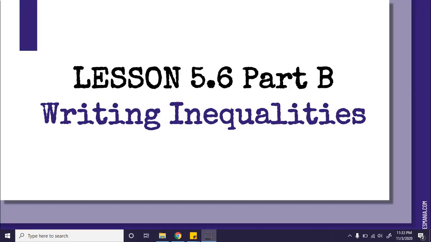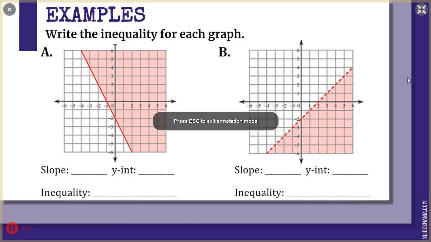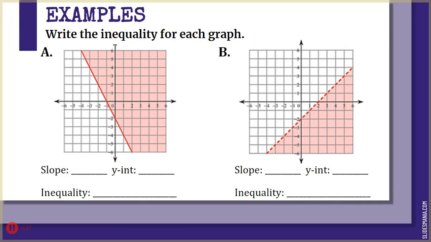Today's lesson is 5.6, Part B, Writing Linear Inequalities. So in order to write a linear inequality, the first thing we need to do is be able to identify the slope and the y-intercept. So if we look at this first graph, we want to identify the y-intercept, or where it crosses the y-axis.